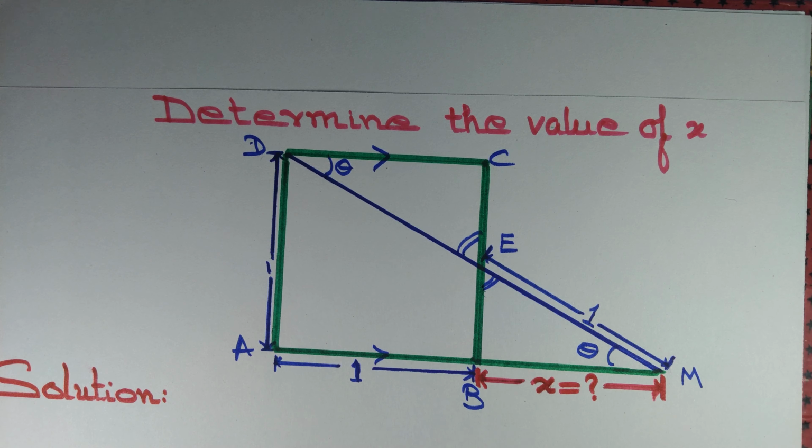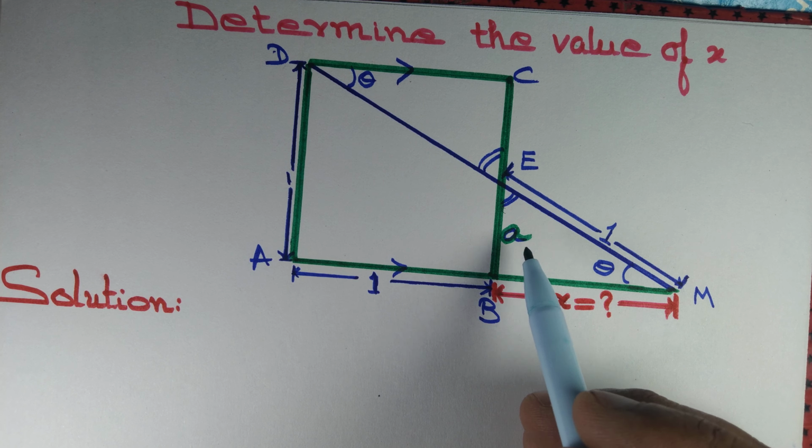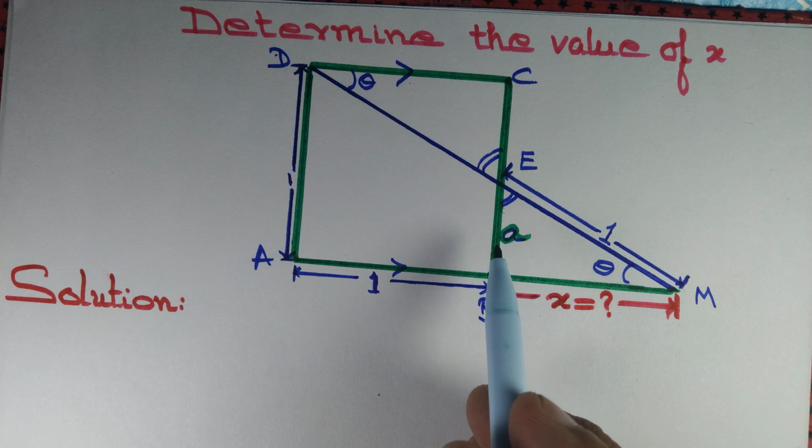Next, if we know EB, then we know X. So we want to find EB. Let EB be equal to A units. Since triangle EBM is a right angle triangle, we can apply the Pythagoras theorem, and we know the hypotenuse, and if we know one of the sides, then we can find the other side. So let's try to determine A.